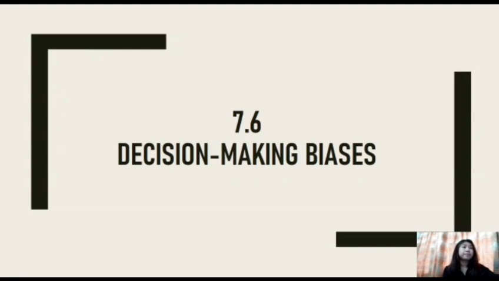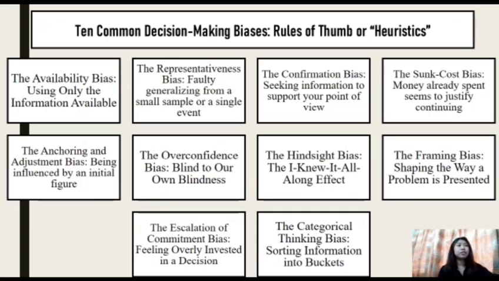7.6 Decision-making biases. 10 common decision-making biases. Use of time or priorities. The availability bias, using only the information available. The representativeness bias, faulty generalizing from a small sample or a single event. The confirmation bias, seeking information to support your point of view. The sunk cost bias, money already spent seems to justify continuing. The anchoring and adjustment bias, being influenced by an initial figure.